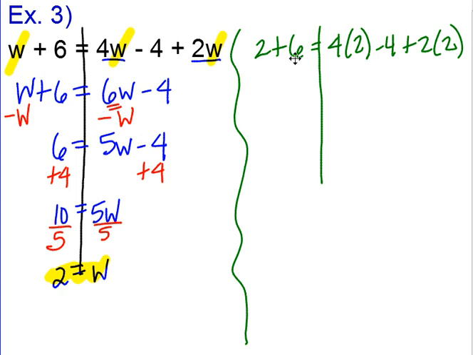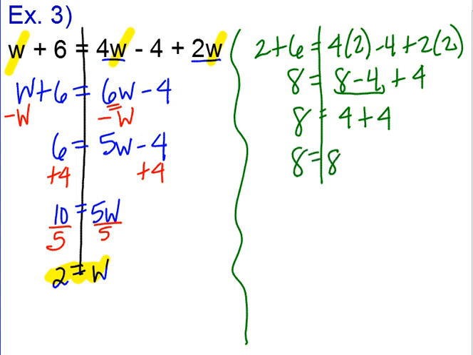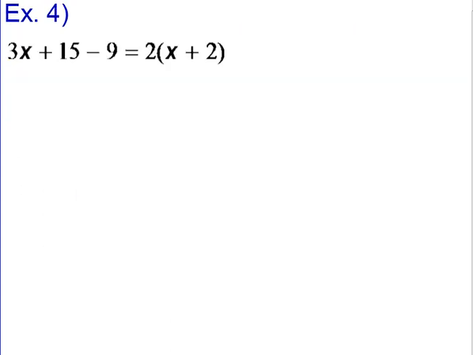See what's going on. 2 plus 6 is 8. Working on the right side, 4 times 2 is 8, minus 4 plus 2 times 2 is 4. Remember, in order of operations, we always work left to right. So we'll do 8 minus 4 first. That will give us 4. And then 4 plus 4 will give us 8. So it does check out. So our answer of 2 is a good answer. It maintains the balance. Let's try another one.